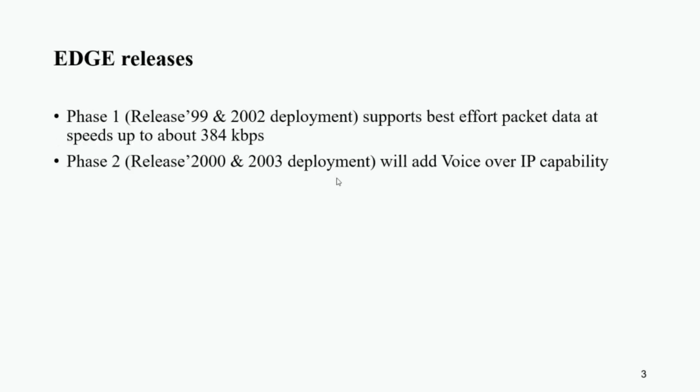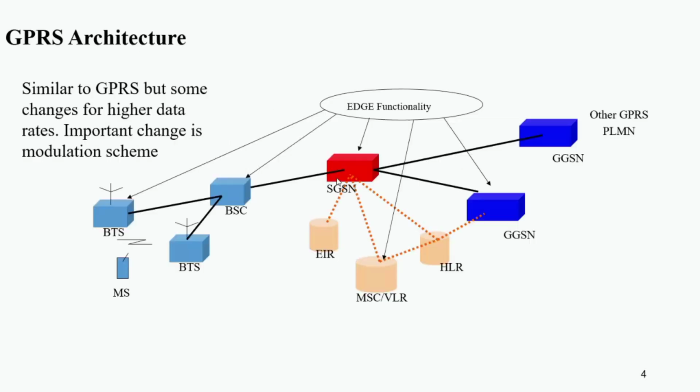There are two releases of EDGE so far. The first release was released in 1999, which was deployed in 2002. This release supports a data rate of about 384 kilobits per second, whereas in the next release, Release 2000, which was deployed in 2003, the extension given is that the EDGE network from now onward has the support of voice over IP. Let's discuss the architecture of EDGE.